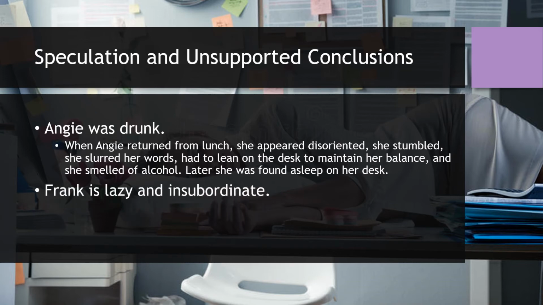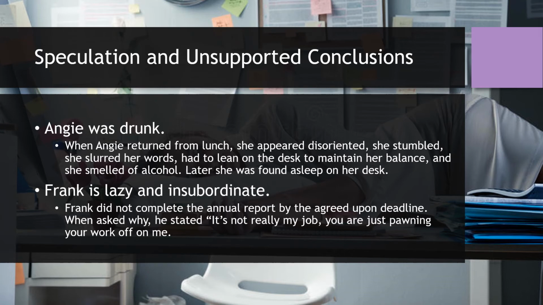"Frank is lazy and insubordinate." Those definitely could be solid descriptions. However, they aren't stating any facts. They're a lot more subjective, and so we want to stay away from subjective and really get to the facts.